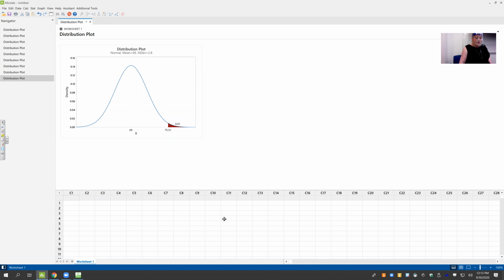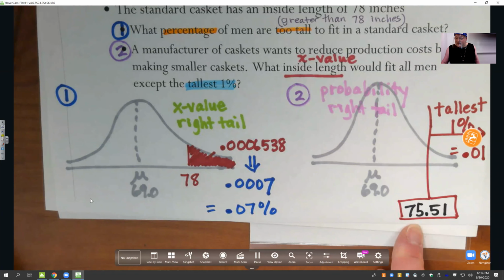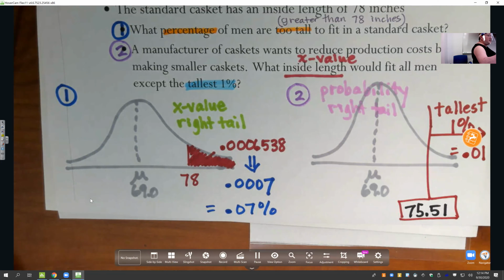Now, what that tells me, go back, okay? So the manufacturer could shorten the casket to about 75.5 inches and still fit all but 1% of men. You realize 75.5, you're looking at 6 feet 3 inches, 6'3". So think about it. How many men have you ever encountered that are taller than 6'3", or about 6'3.5"? Okay, probably not very many.